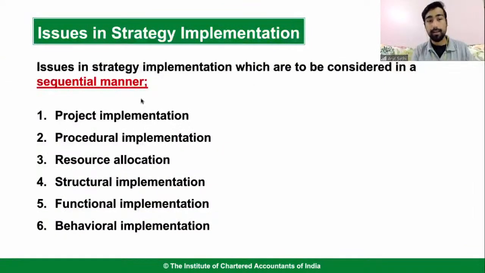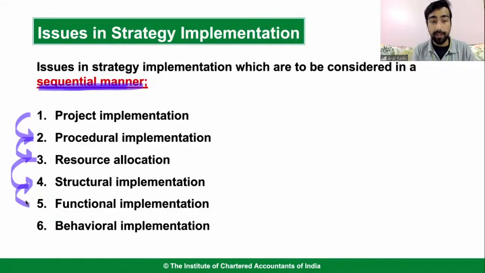Okay. Now, what kind of issues in strategy implementation, right? Issues in strategy implementation which are to be considered in a sequential manner, right? Sequential manner का क्या मतलब है? In the same sequence, right? Sequential manner. This is important. अभी strategy implementation के time, you have to consider these issues in the same order, in the given order. Project implementation, procedural, resource, structural, functional, and behavioral, right? What is this? Project implementation.